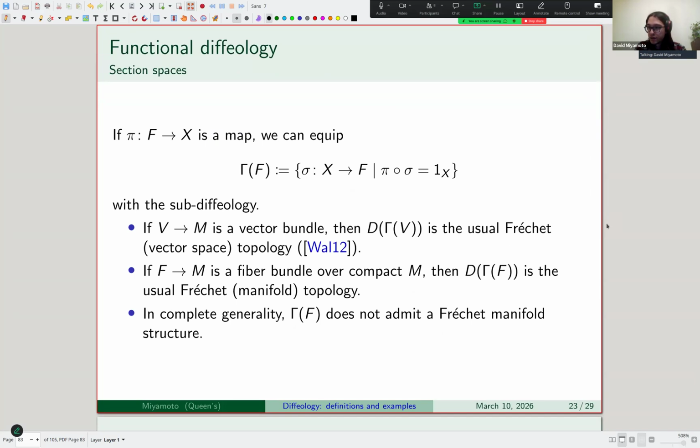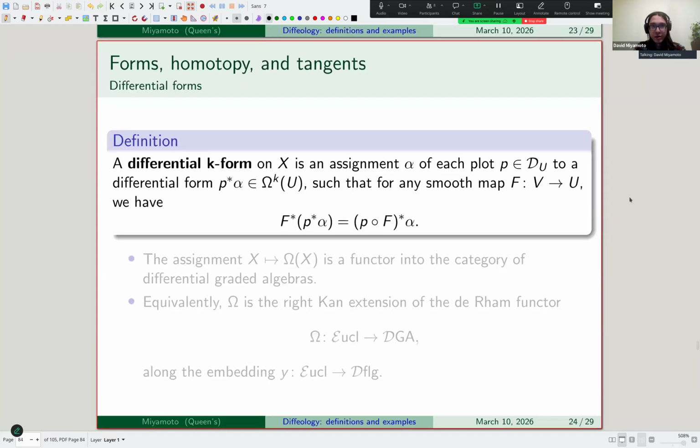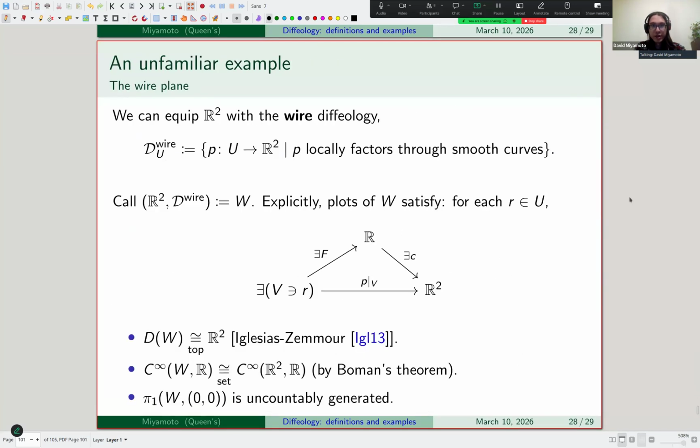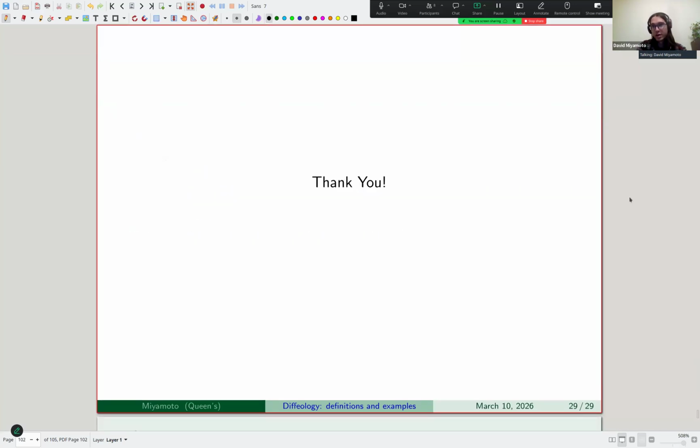So this could be a natural stopping point. And I think the rest of the slides here are just about some structures on diffeological spaces, but maybe I'll end here and then I'll let that be for questions. So yeah, thank you.